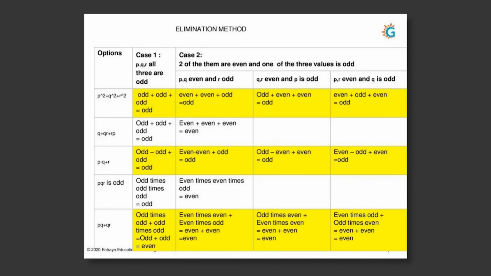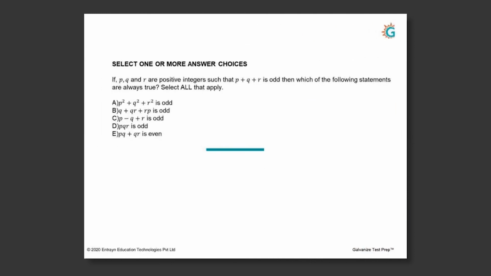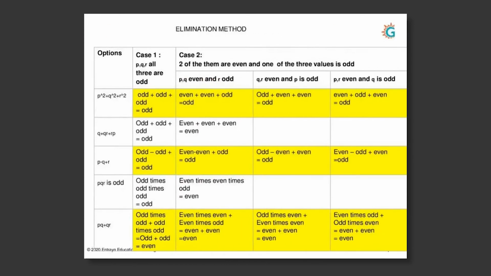Now P square plus Q square plus R square. If I get all these to be odd, then my answer is right, because the question says which of the following must be true or always true. So only if it's true for all the cases should I tick that. Right? Okay, so coming back to this one, P square plus Q square plus R square is odd.